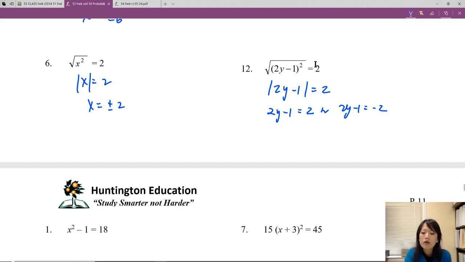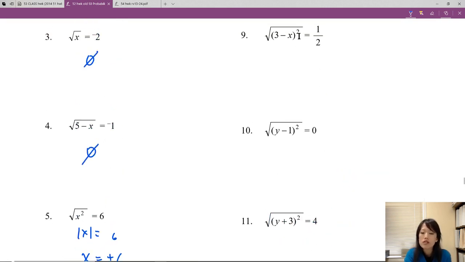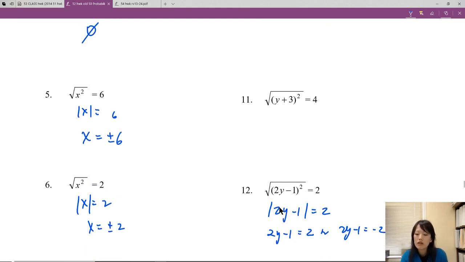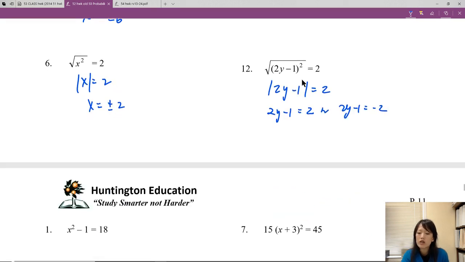No, this is already rooted. There's no squaring to do. This whole thing, this is rooted, but that's not rooted on the right. So when you root this one, you have to realize it's absolute value. Don't root that one or square it. You're not doing anything. You just got to square root that.